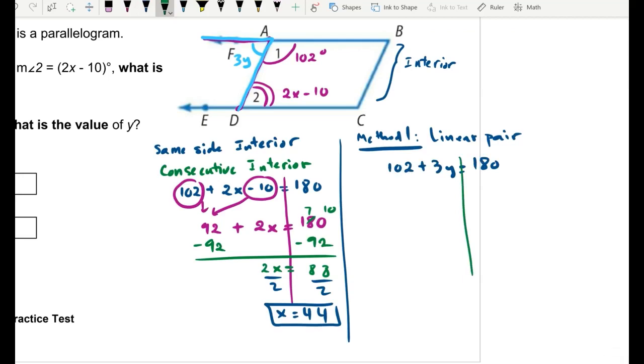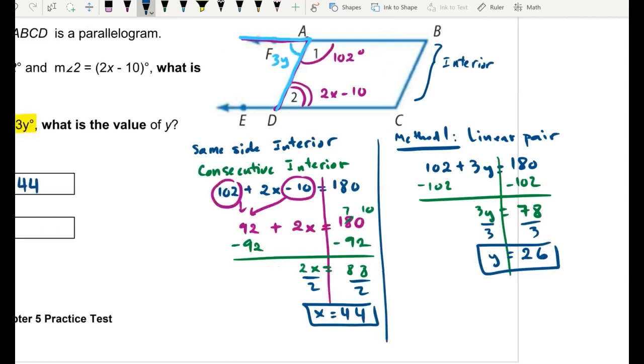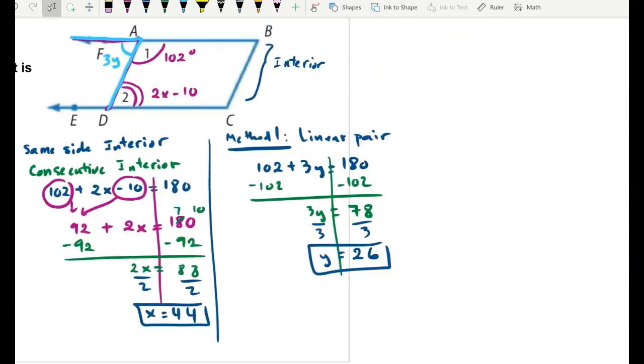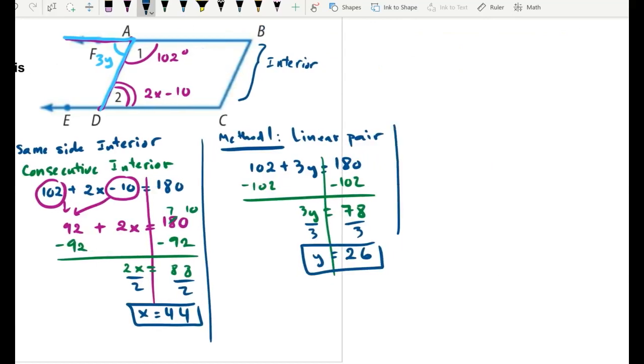We solve for y by subtracting 102 on both sides. 3y equals 78, and we divide both sides by 3. y equals 26 is the answer. That's method 1. If you're happy with that one, that's good.